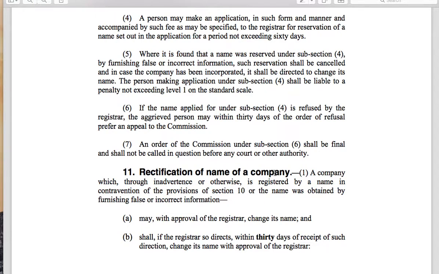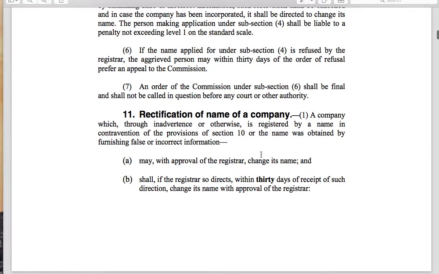Rectification of a name of a company means that if you have set up a company and now you want to change the name because of any reason, or a change in business objective or line of business, then you have the option. Because remember, if something is not provided in company law, then that facility or that prohibition will not be applicable to you. So you can change this name with the approval of the registrar.